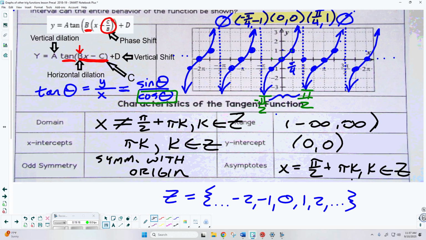Okay. So there's one more thing I want to show you about tangent, and then we're going to get to the homework. Okay. So any questions so far? How are we doing?